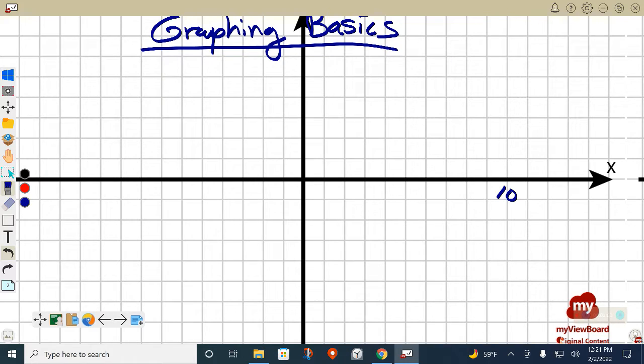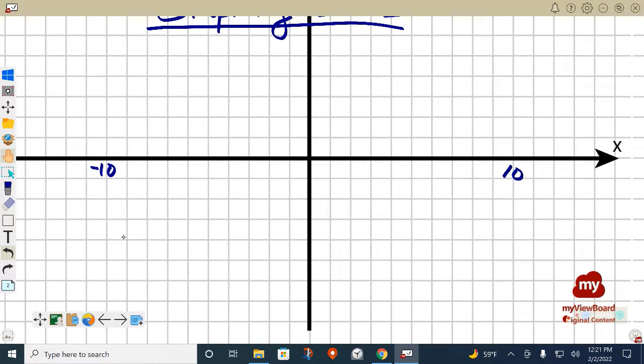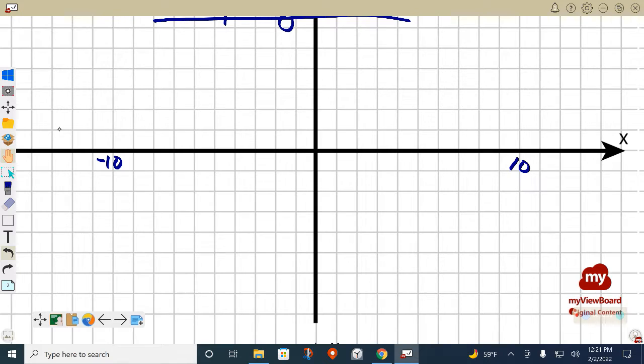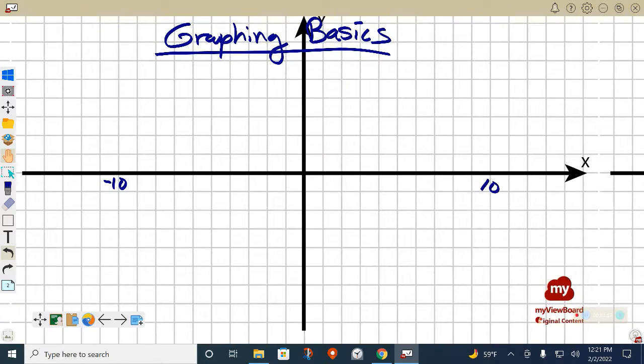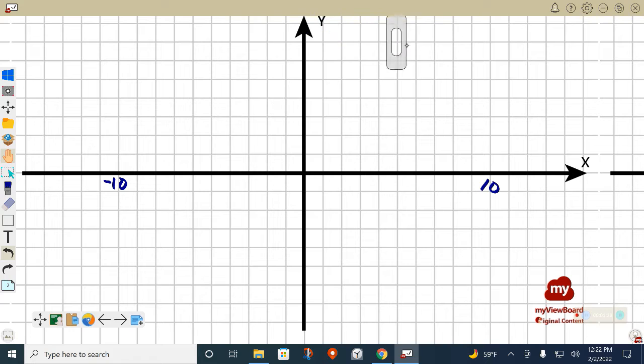2, 4, 6, 8, 10. Go to negative 10, and so on. It doesn't have to be exact. You don't have to put all the numbers either, because I know where the numbers are at, you know where the numbers are at. Graphing basics.